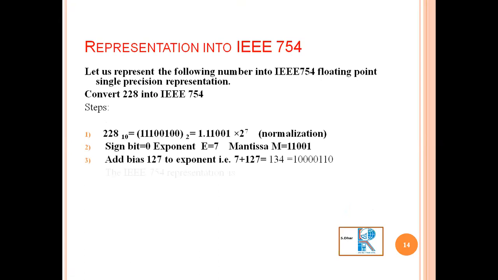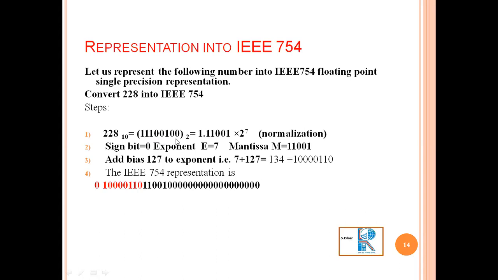Suppose we have to represent one number in the IEEE 754 floating point representation. Now suppose we have to convert this number 228 into IEEE 754. Clear? See the steps carefully. First, as the floating point number is binary, the first step is to convert the number into binary form. So here 228, this is decimal, base 10. We represent the number in binary. Binary is 11100100.